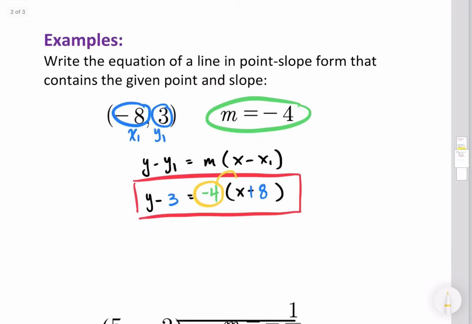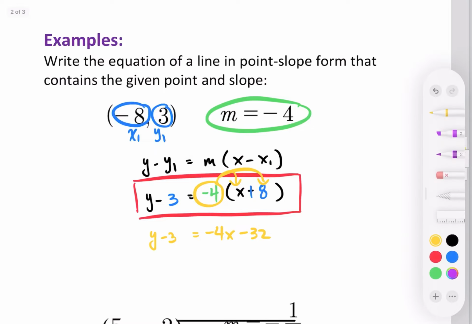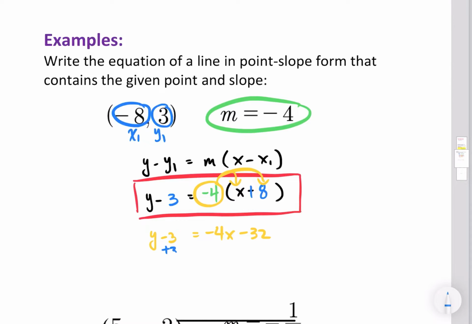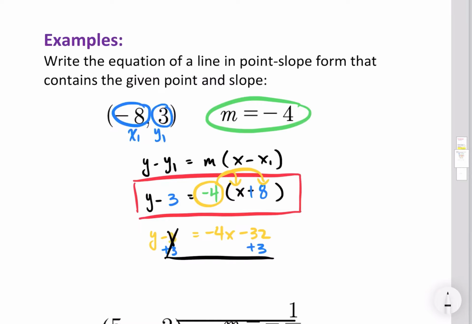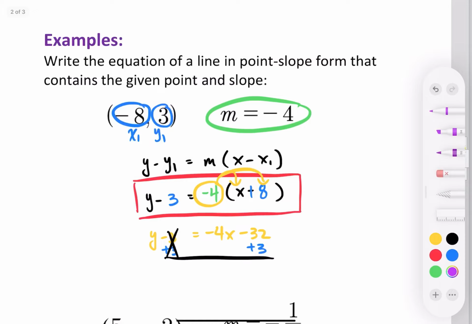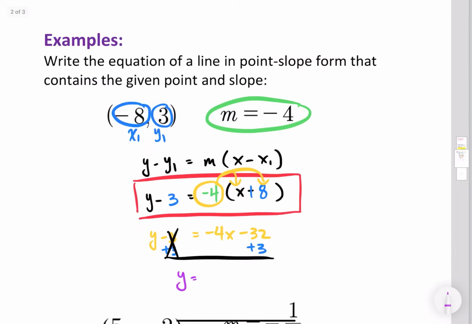So I'm going to take this -4, and I'm just going to distribute it over to our x plus 8. So that's going to give us -4x minus 32. We're going to bring down that y minus 3. Now, slope-intercept form means we need to get y by itself. So all I got to do is take that -3 and add 3 on both sides. The 3's on the left will cancel each other out, and that's going to give us our new equation. Y is equal to -4x, and -32 plus 3 is going to give us -29. So this right here is our slope-intercept form.